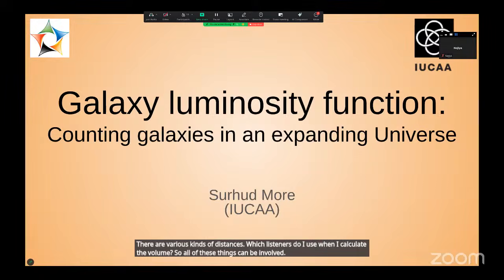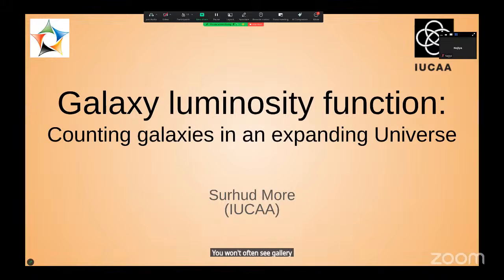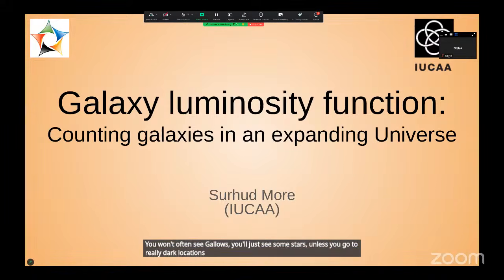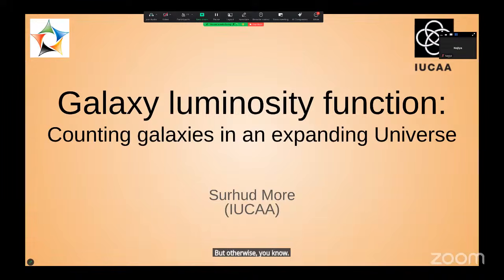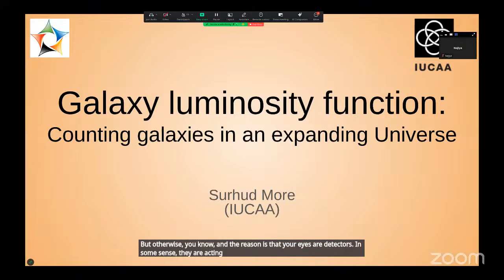The other thing is your eyes. When you go out and try to look at the sky, you won't often see galaxies. Often you will just see some stars, unless you go to really dark locations, where maybe a few galaxies you can see with your eye. Otherwise you don't, and the reason is that your eyes are detectors. In some sense, they are acting as detectors, and these detectors have finite sensitivity. It means that you cannot detect all the galaxies that are out there.